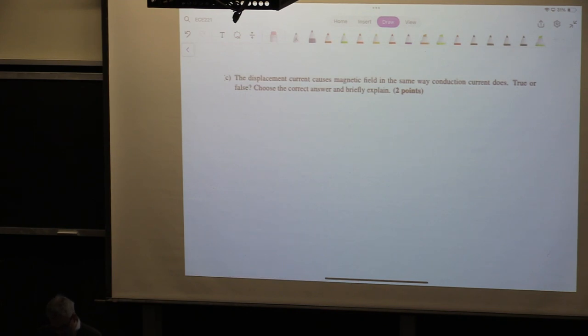The displacement current causes magnetic field in the same way conduction current does. True or false? Choose the correct answer and briefly explain. So this compares how magnetic field is created by conduction current. For example, a wire creates magnetic field that is circulating around it. We saw this in magnetostatics.